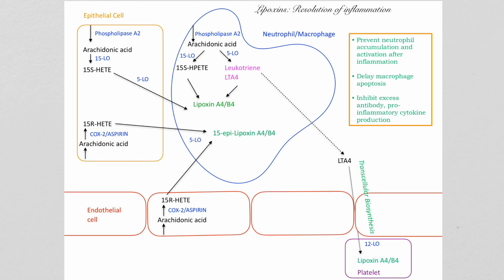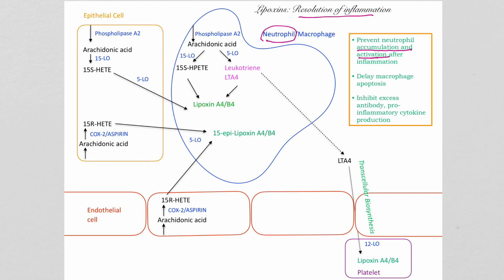Okay, so why are these lipoxins useful in resolving inflammation? Once inflammation is done, all the excess neutrophils that have been made have to be eliminated. And if they're activated neutrophils, we must stop their activation. Otherwise, the inflammation will continue. So we don't want continuous accumulation and activation of neutrophils, which can destroy normal tissue. So we don't want that.